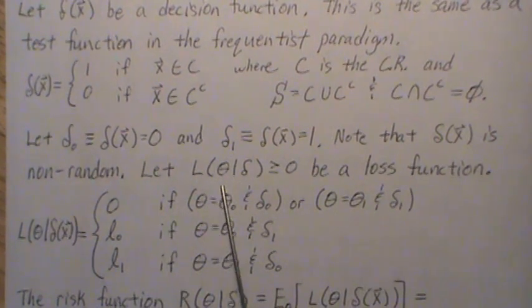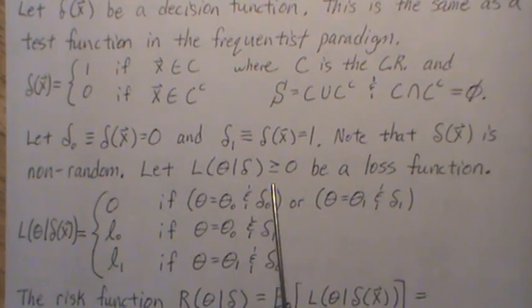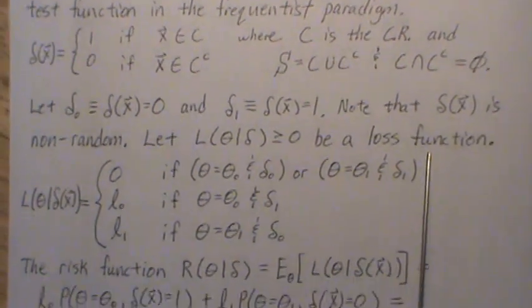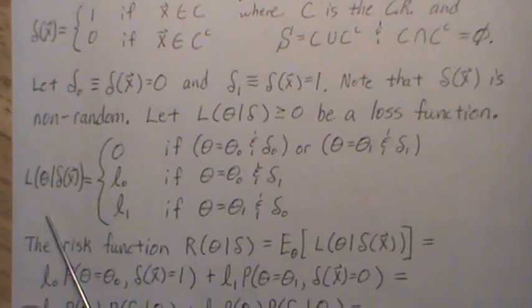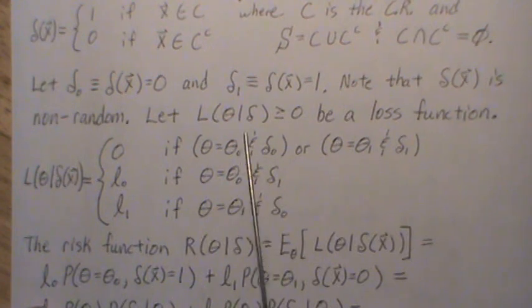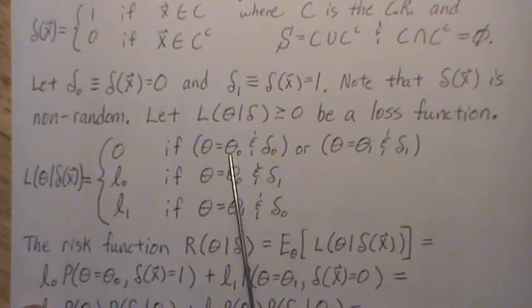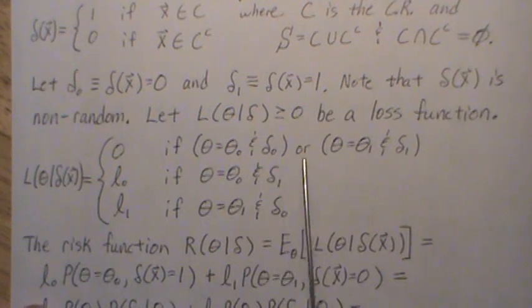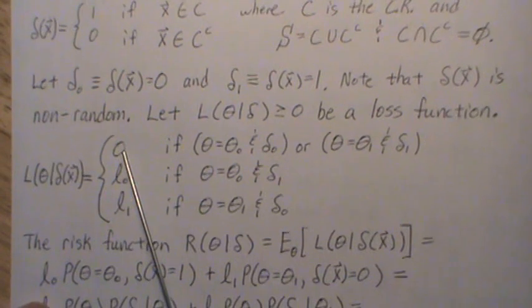Now note that delta is a non-random decision function in this video. We're going to let L be a non-negative loss function, and it can take on 3 values. So it's L of theta and delta. If we make a correct decision, that the parameter is theta 0 and we indicate it's theta 0, or if it's theta 1 and we indicate it's theta 1, there's no loss.